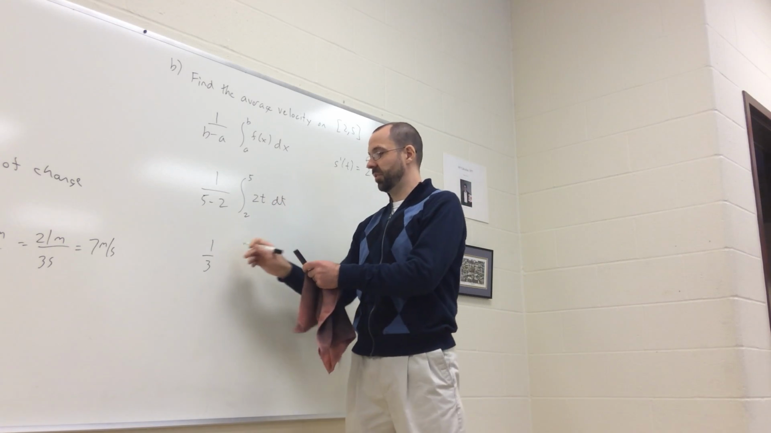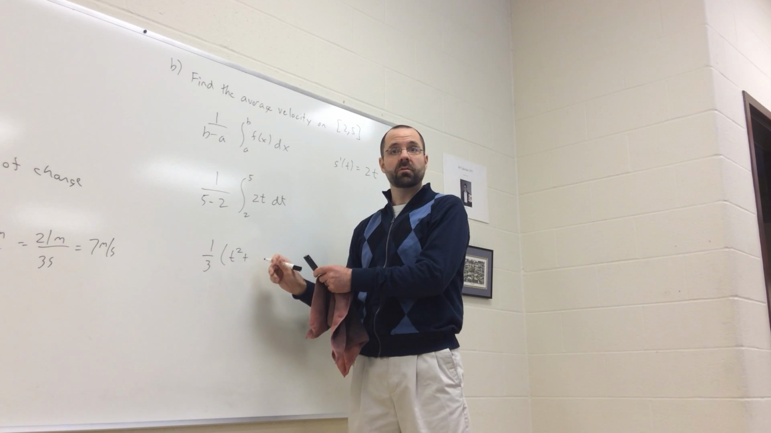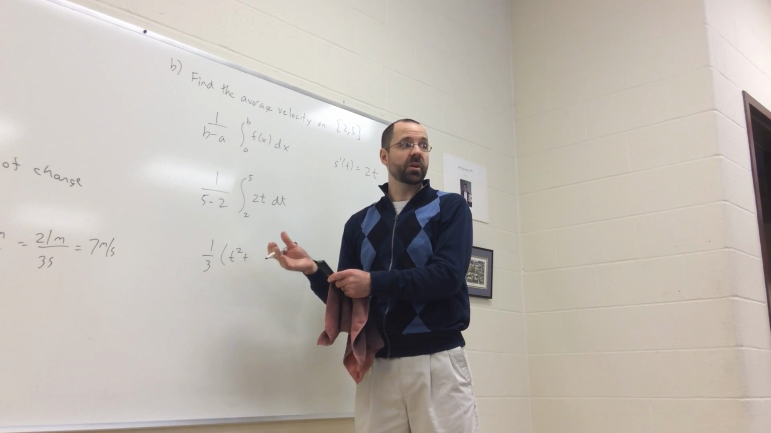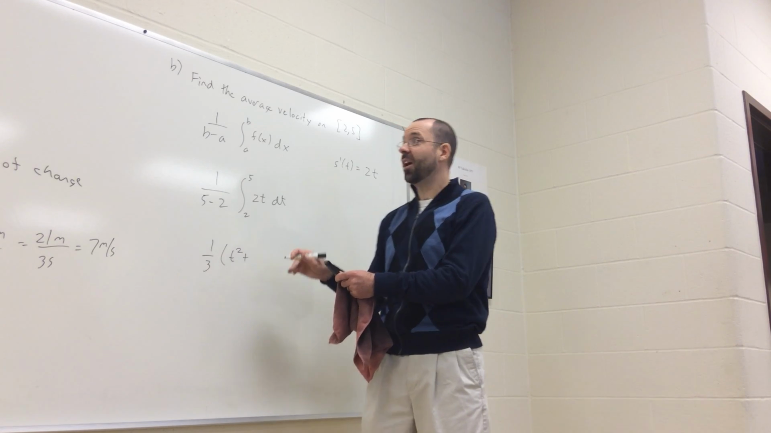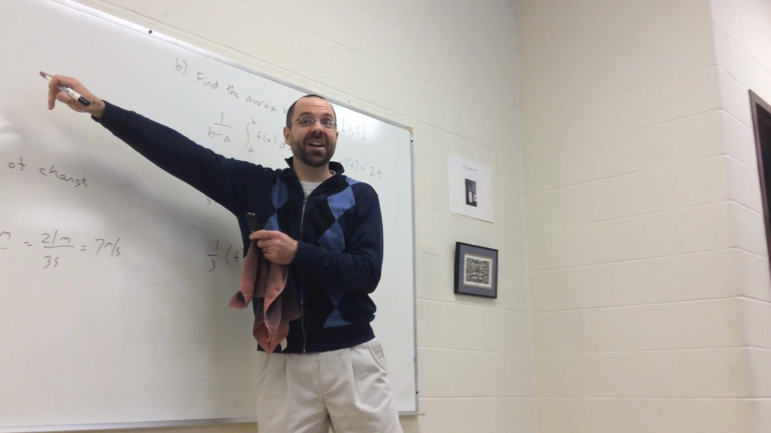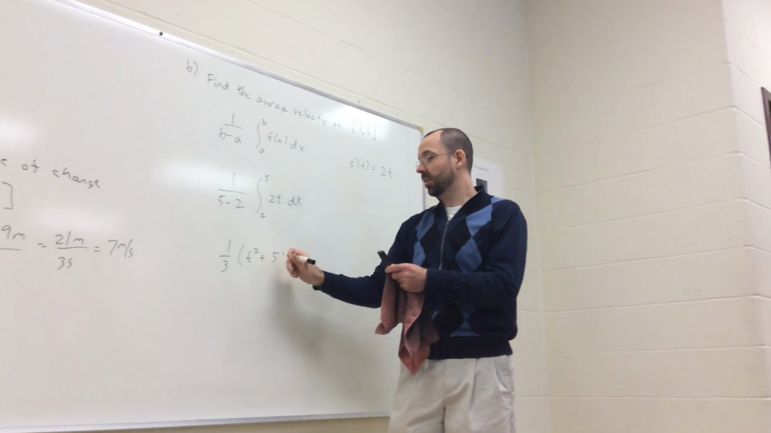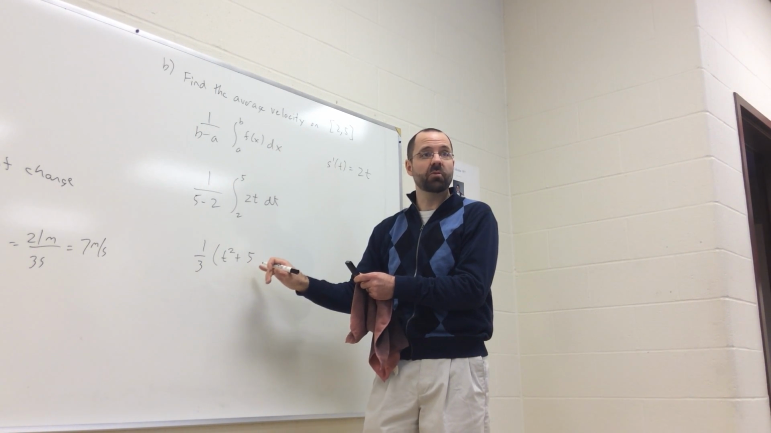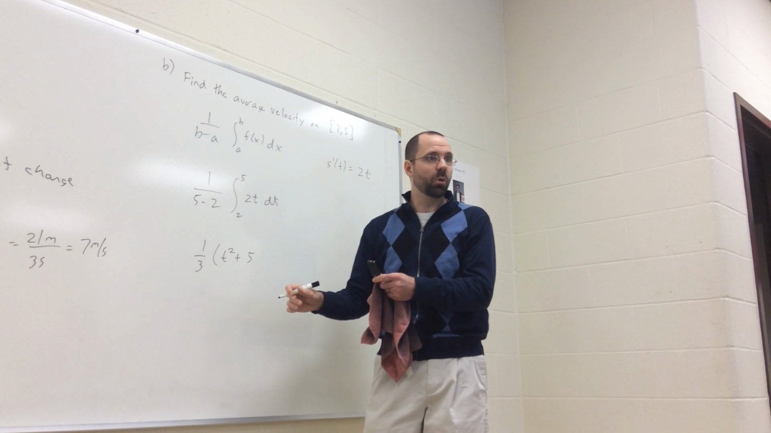Okay, so the antiderivative is t squared plus c. Remember the fundamental theorem says you can put plus anything you want. What do you think we should put plus here? 5. We know it's plus 5, right? So we might as well use the correct c. It would be fine to put plus 0 there. Nothing wrong with that. But I'm just emphasizing that any antiderivative will work.